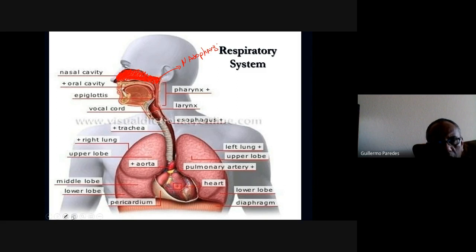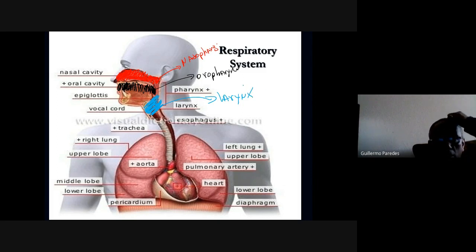Here we have the tongue. You see the tongue, here's the muscle of the tongue, you pull down the tongue, and all this is going to be called the oropharynx. That is called the oropharynx. And the last one is the laryngopharynx. The laryngopharynx is going to be this area, up to here. That is the larynx or laryngopharynx.